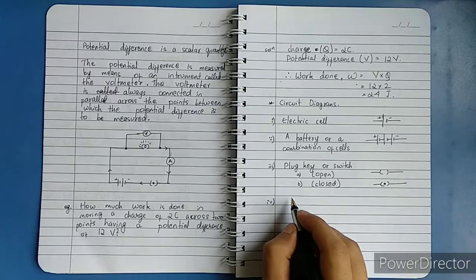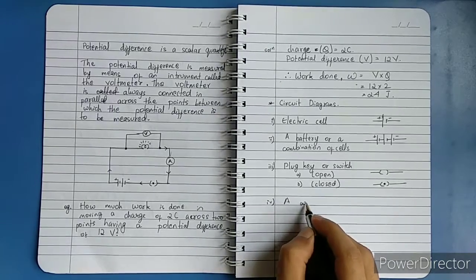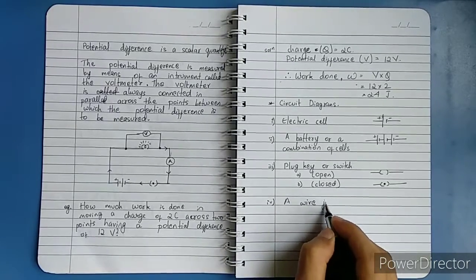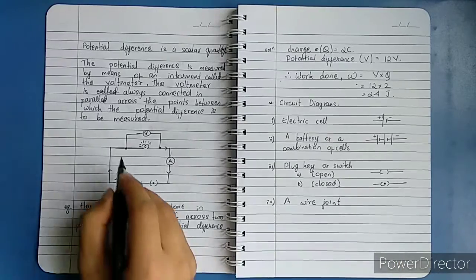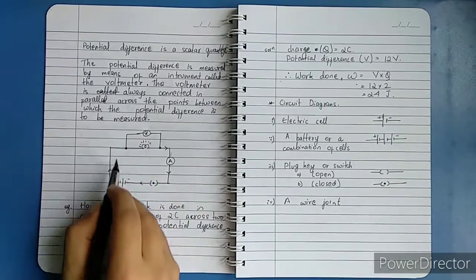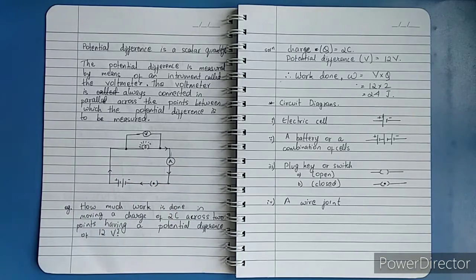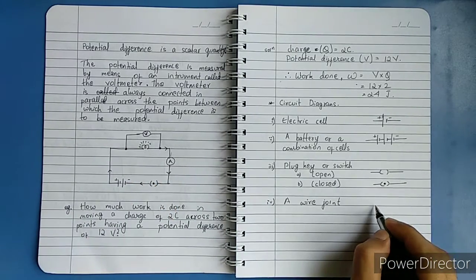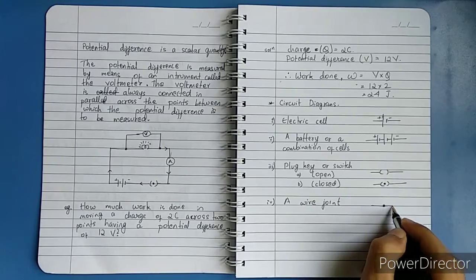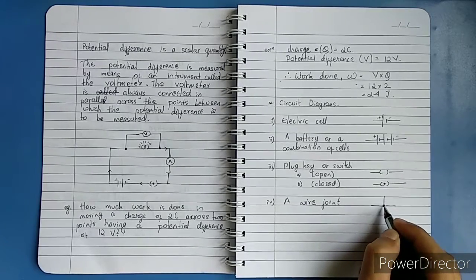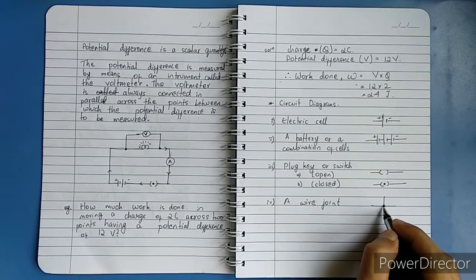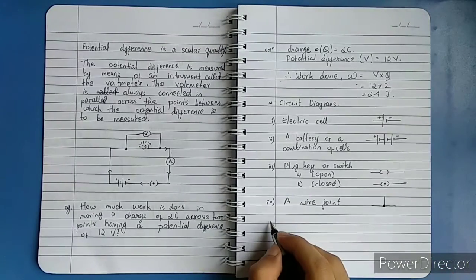Number 4, a wire joint. This one that we see here is a wire joint where a wire was coming and it separates in two directions. So a wire joint looks basically like this. We just bold the portion wherever the joint is.